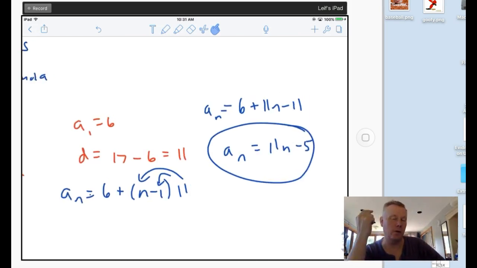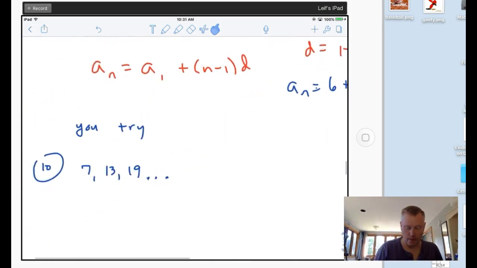And then you can find anything you need. If I want to know what the 100th term is, I plug in 100 for n and go 1100 minus 5, which will give me the 100th number. Okay? All right, you try.